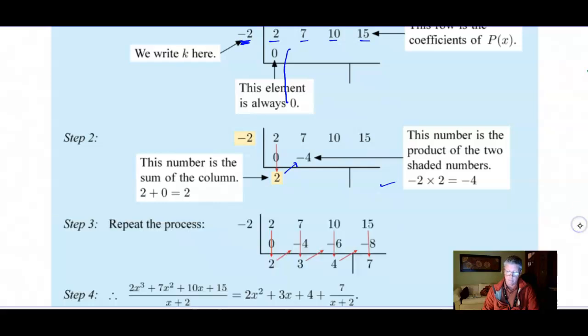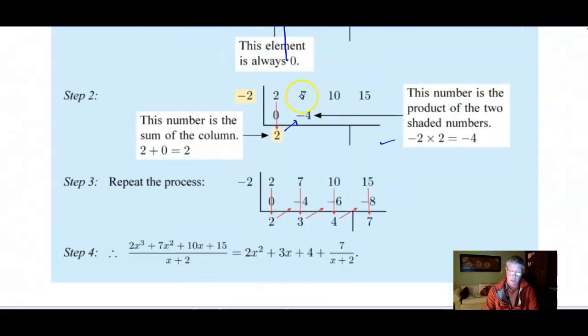I think this next, yeah, it shows you. So the 2 comes down. 2 times negative 2 is negative 4. 7, negative 4, add them, you get a 3. 3 times negative 2 is negative 6. Add them, 4. 4 times negative 2 is negative 8. Add them, and you get that. Beautiful. Just beautiful. And the crazy thing is this is the thing you just did. Do you notice those numbers are going to be the coefficients of your quotient, and this will always be your remainder.